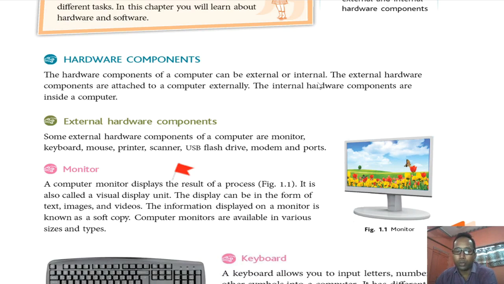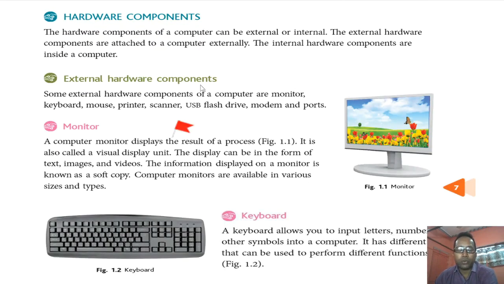That means there are two types of hardware components. One is the external hardware component, another is the internal hardware component. External hardware components are attached to the computer externally. Attached to the computer means attached to the system unit, meaning the CPU cabinet, externally either through wire or without wire. And internal hardware components are inside a computer. That means the system unit or CPU cabinet houses all internal hardware components.